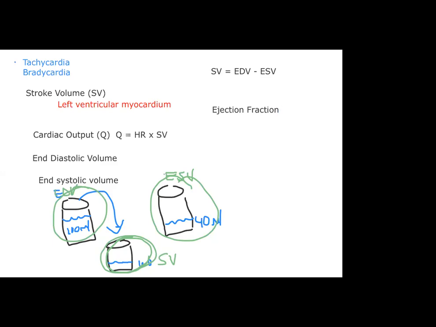So to figure that out, ejection fraction equals your score, which is how much blood you're getting out in one contraction. So that's stroke volume.